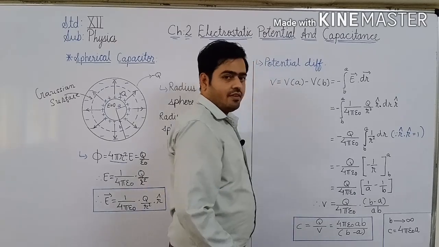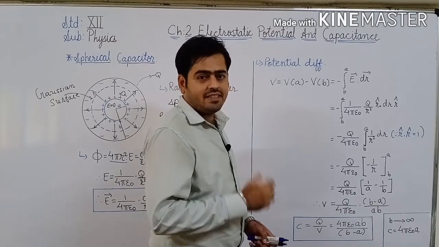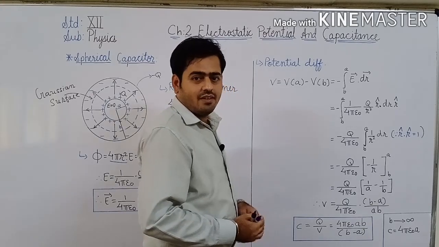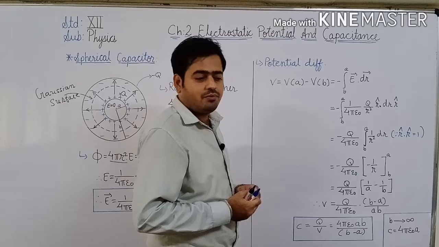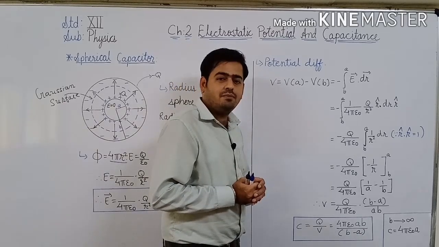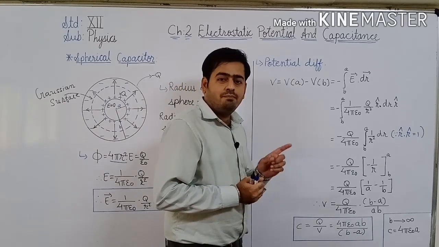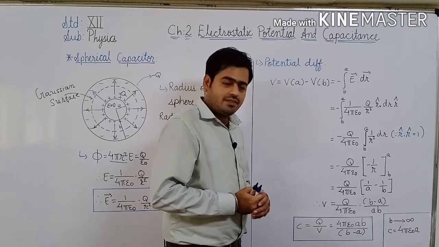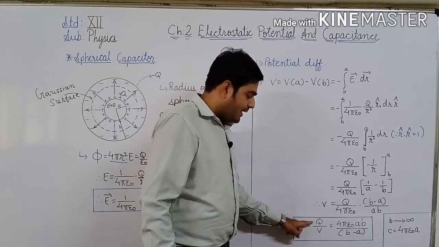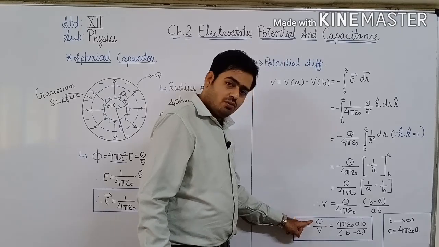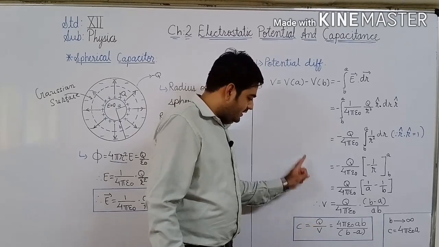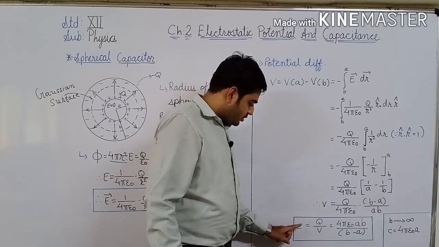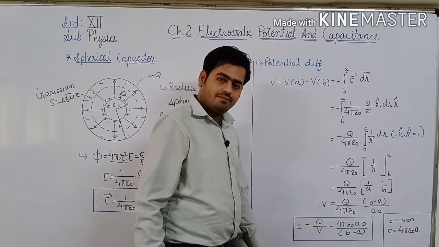Therefore now we are interested in the capacitance of the spherical capacitor, and we know the formula of capacitance. What is the formula of capacitance? Capacitance is nothing but the ratio of magnitude of either charge to the potential difference. So magnitude of either charge on the conductor, that is q, upon potential difference that we have already obtained, that is V. So C is equal to q by V.